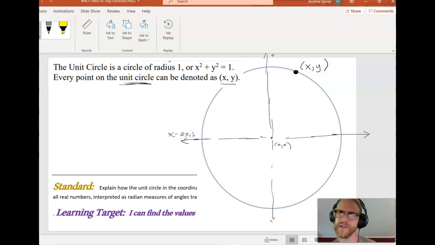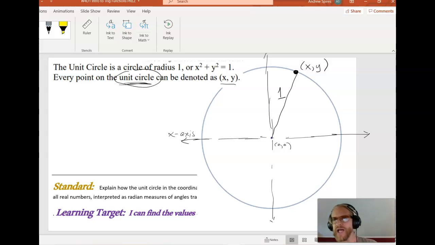Unit circle literally means the radius of it is 1. So a unit circle has a radius of 1 centimeter, 1 foot, 1 unit, whatever that unit of measurement is. And then here's the crucial part. Here's where we make the connection.